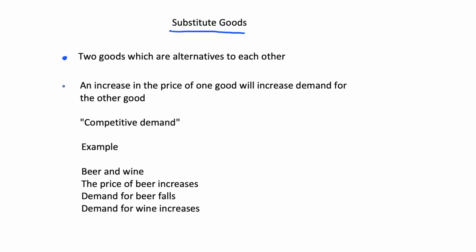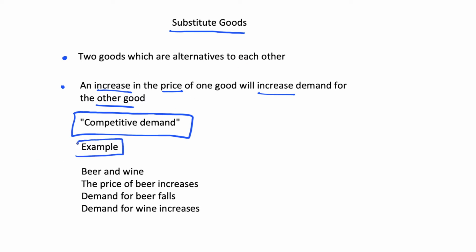So what this means is that an increase in the price of one good will increase the demand for the other good, and what we call this is competitive demand. So I've got a few examples just to give a more concrete understanding of this. So we may have beer and wine as two different types of drinks that we could consume, and so we are going to tend to consume one of these or the other. We are going to consume beer or wine.